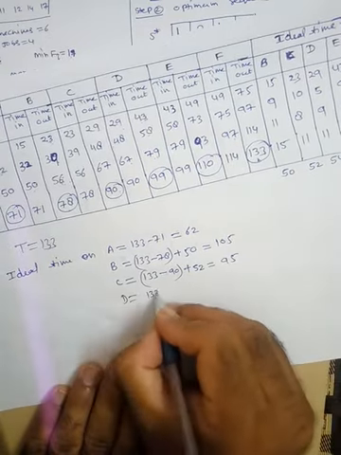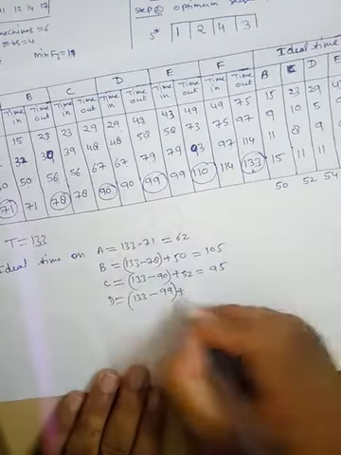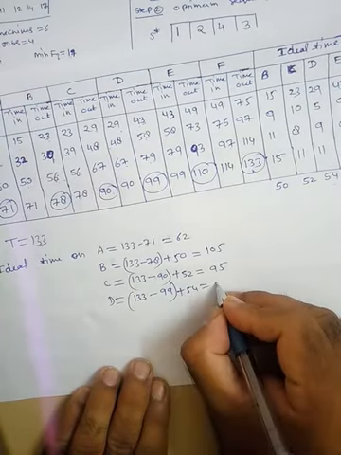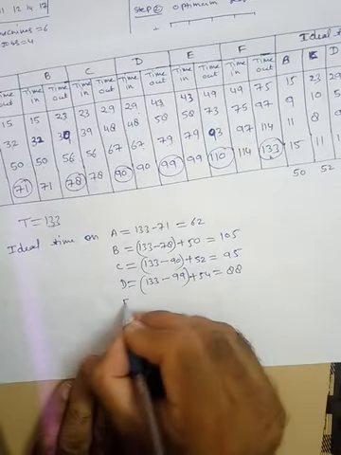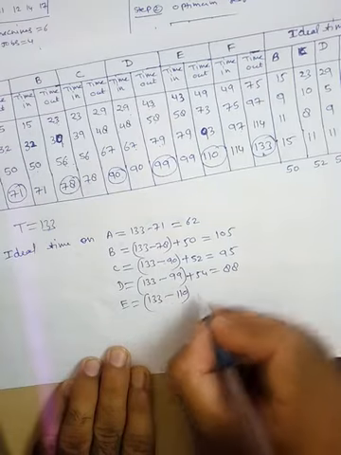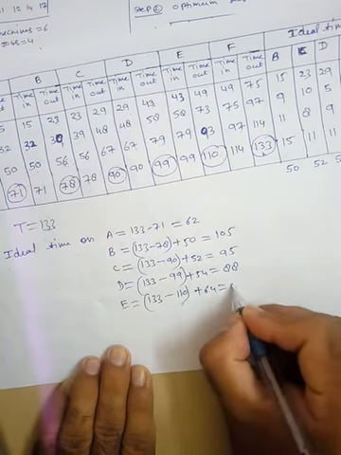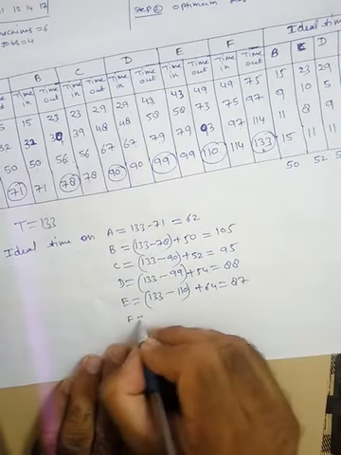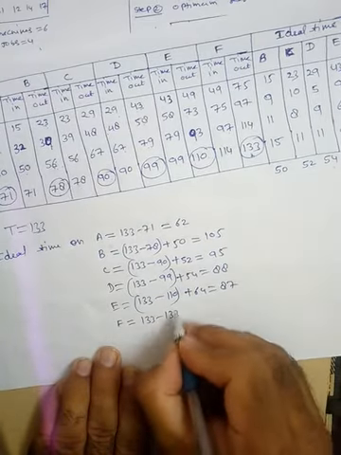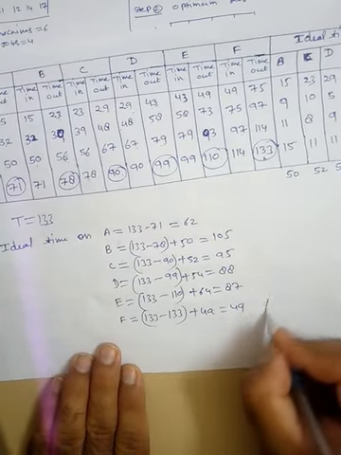Similarly on D, 133 minus 99, this 99 plus 54, which is equal to 88. Then E, 133 minus 110 plus E, 64. Total sum is 87. And then F is 133 minus 133 plus 49. So this is the solution.